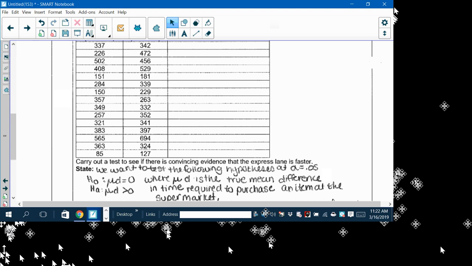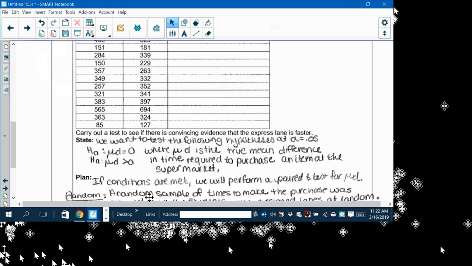So we want to test the following hypothesis at a 0.05 significance level, where the mean difference is greater than, this is our alternative. So I'm sorry guys, my null hypothesis is that there's no difference between the means of these two things. And our alternative hypothesis is that there is going to be a positive difference, meaning that the express lane is much faster.